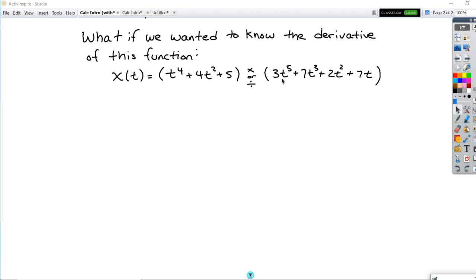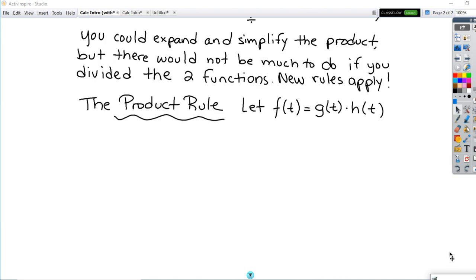Well, luckily, there are two rules. One, known as the product rule, applies to such a problem where you have the product of two functions, and then there is a quotient rule where you have two functions that are being divided by one another. So what are those rules? I'm going to show you what the rules are and how they can be applied to certain examples.